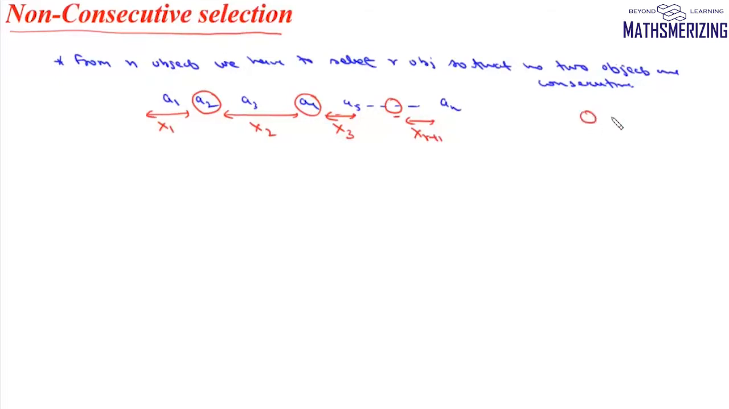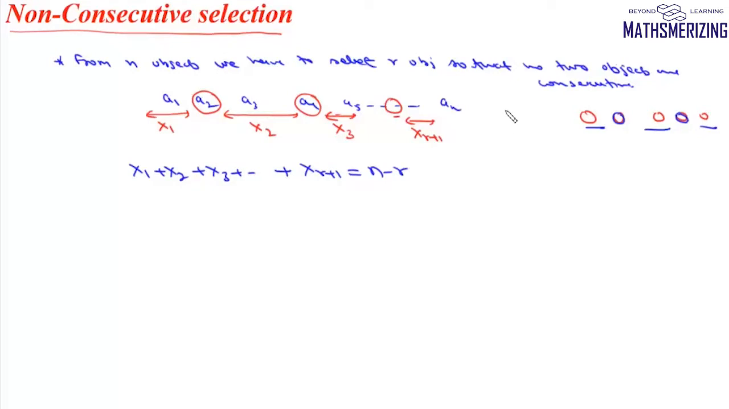See, it is clear that suppose we have 5 objects. If we select 2 objects, there will be 3 partitions. So if we have r objects, there will be r plus 1 partitions. So the number of elements in between any two selections or on the edges will be x1, x2, x3 and x r plus 1. Now the total number of elements which we have selected is r, and the total number of elements which we have not selected is n minus r. So basically this value, x1 plus x2 plus x3 plus x r plus 1, must be equal to these remaining elements, which is n minus r.